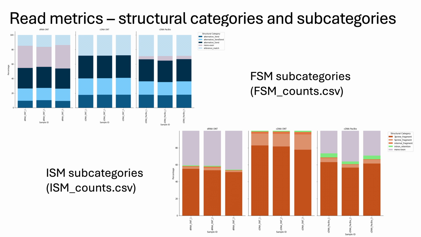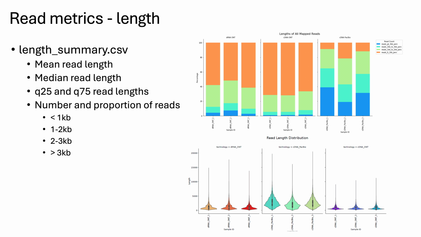In addition to the main structural categories, SQANTI-reads also reports subcategories. Here you can see examples for full splice match and incomplete splice match. Each file, FSM counts or ISM counts, contains the numbers and proportions of reads in each subcategory. I won't go into detail on subcategories here, but if you're interested, the SQANTI3 wiki has full descriptions of how these subcategories are defined.